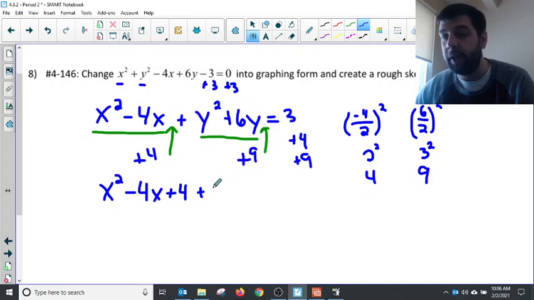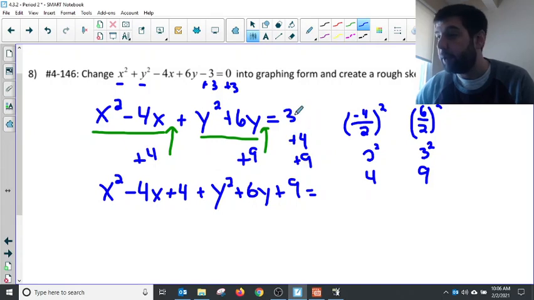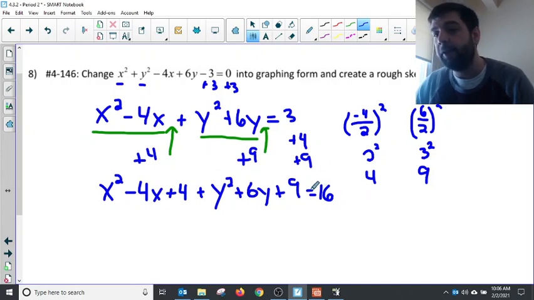Continuing on, I'm going to have y squared, and I think a lot of you can kind of see what's happening, plus 6y plus 9 equals 3 plus 4 is 7, plus 9 is 16. It's really good for us. I now can see the radius of my circle real easily.